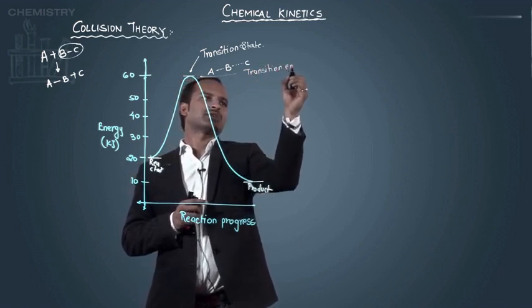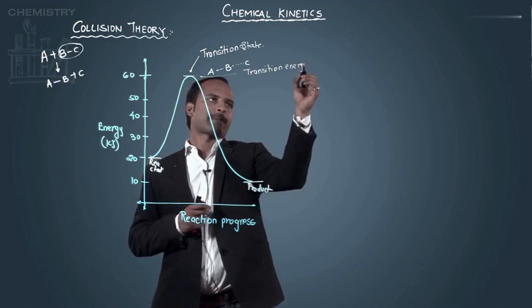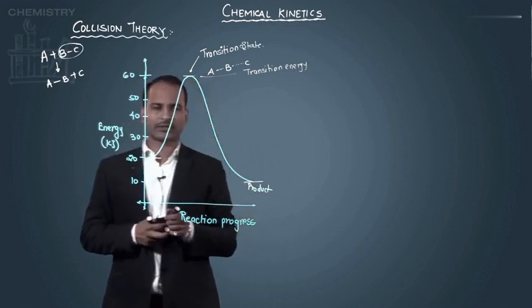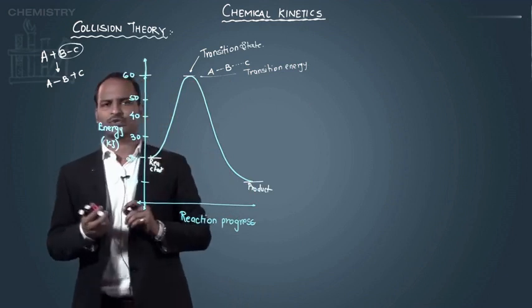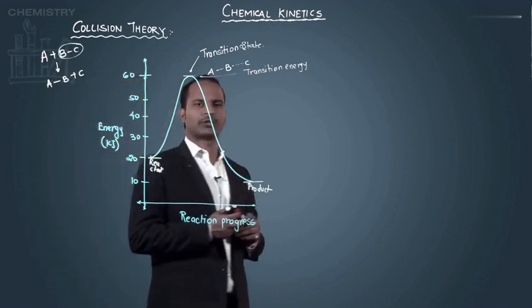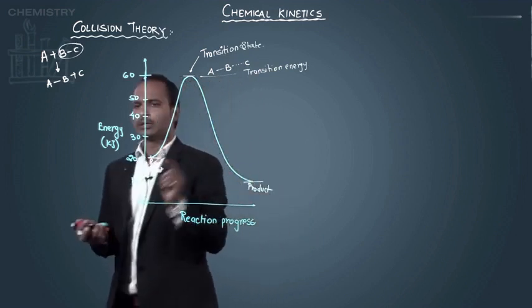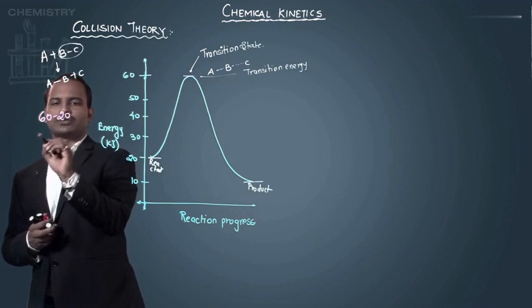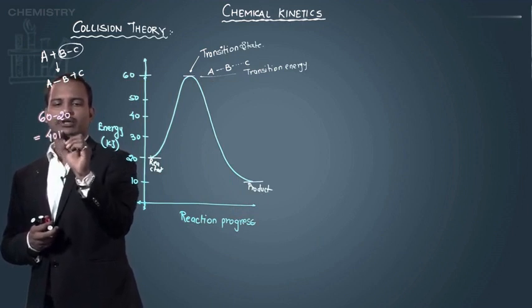This is called transition energy. Now in this case, I can say this is the energy. Suppose the reactant energy is 20 kilojoule and if it wants to get converted into product, then how much energy is needed? So I will say 60 is the energy which is required. A reactant is having 20 kilojoule energy, so the needed energy is 40 kilojoule.